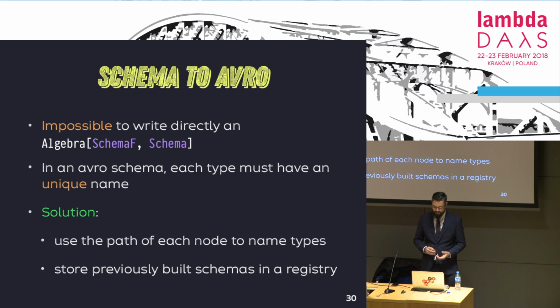There are actually two solutions. I might skip the second one for a moment, and we get back to it if we have time. But the simplest solution is to use the path of each schema element as the name of the Avro schema we are building.